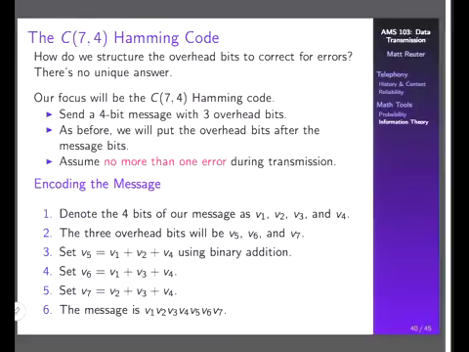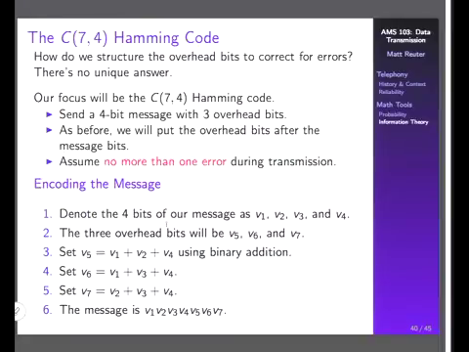Okay, so the way that this ends up working is we're going to take the 4 bits of our message and we're going to call them V1, V2, V3, and V4 in order. And likewise, we'll call our 3 overhead bits that we're going to add V5, V6, and V7. And so what we're going to do now is use the same style of binary addition that we use to calculate the checksum, but we're not actually going to look at the checksum of those 4 bits. At any given time, we're only going to look at the sum of 3 of them.